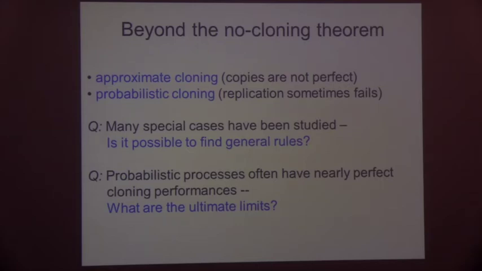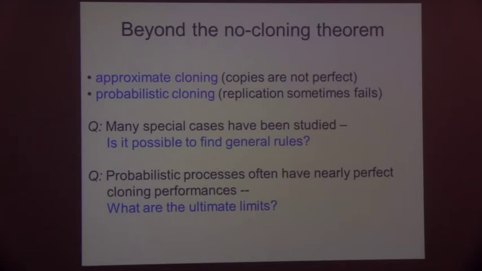Now, what about approximate cloning? People ask questions that relax the exact copying. So perhaps you only clone it approximately, or perhaps you want probabilistic cloning. What that means is that you try to make a copy, and there's an indicator which tells you whether you have succeeded or not. If it succeeds, you want the result to be near perfect. So many special cases have been studied.